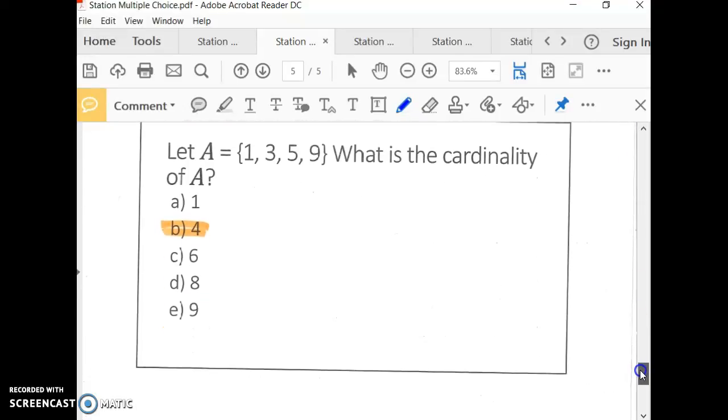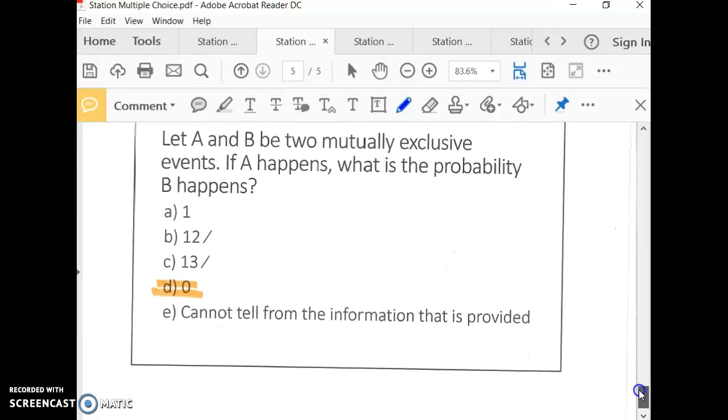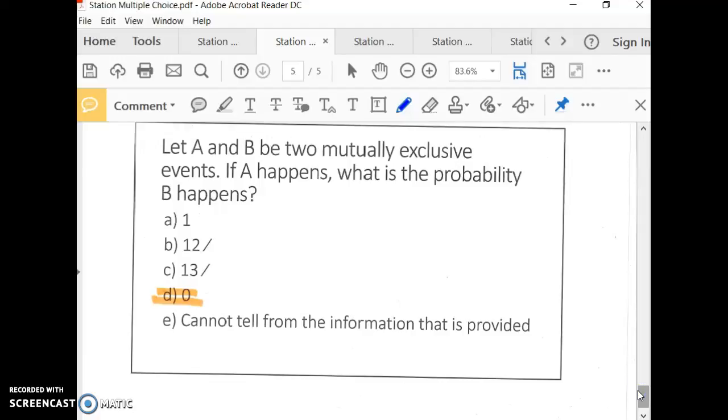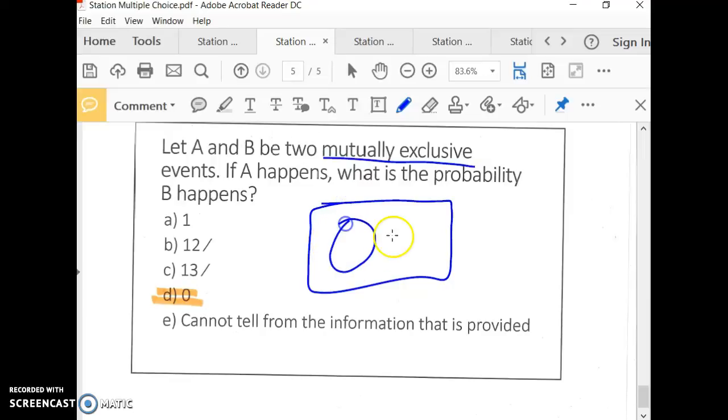And last but not least, the last two, cardinality. 1, 2, 3, 4. How many are in the set? 4. And last but not least, right, mutually exclusive. And this is a way to view it as a Venn diagram. Right? Here's A, here's B. If A happens, does it affect B? If B happens, does it affect A? Not at all, so that's why you have a probability of 0.